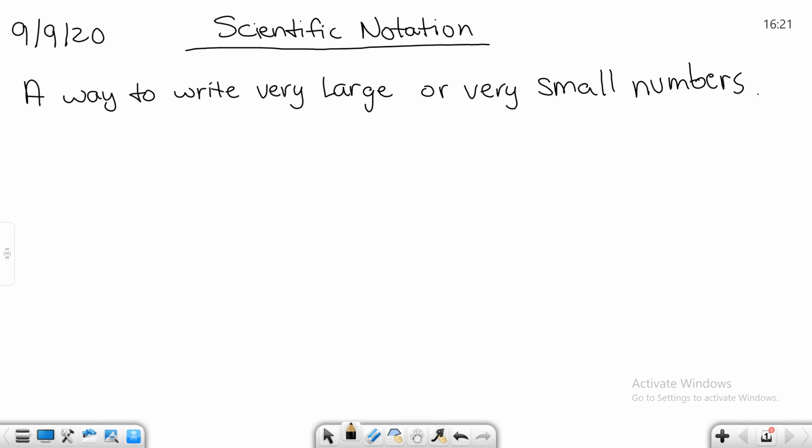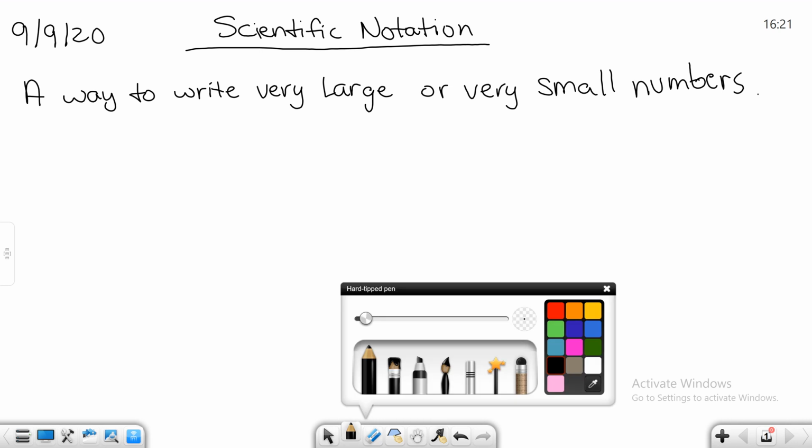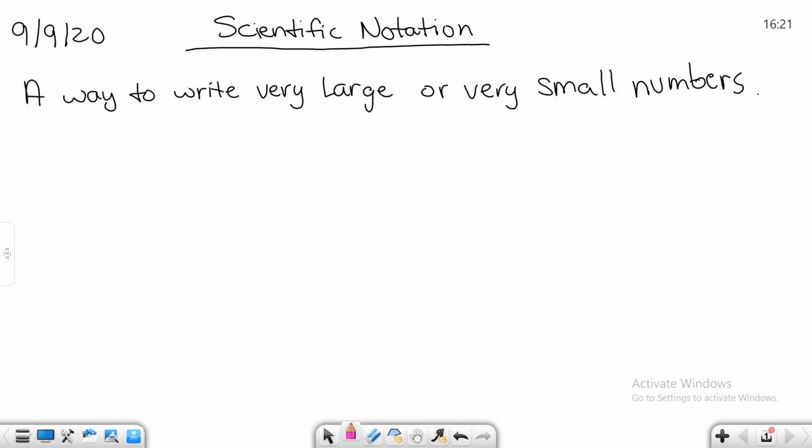And so they found a way to do this, but of course we do have a couple of rules that we have to follow in doing this. So I'm going to go ahead and color code these rules so that when we get into the practice, you will see where we're using these rules. So one of the rules was that the base number, or the base decimal, must be between 1 and 10.